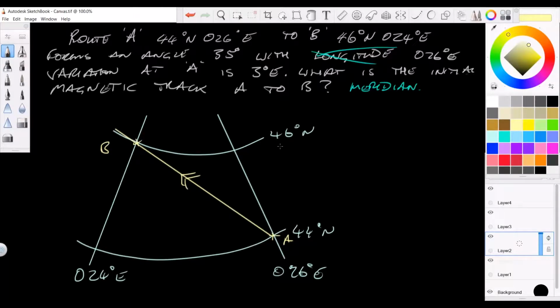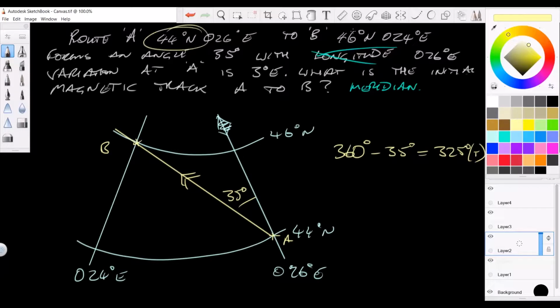And I now can see that this angle is 35 degrees from the way the question's expressing itself. And so because the meridian itself represents true north, the bearing here is 35 degrees left of true north, so it's 360 degrees minus 35 degrees, giving me 325 degrees true. Now, you didn't really need the diagram for that. We can see that from A to B, northerly latitude is increasing, so it's north, and the easterly longitude is reducing, so it's northwest.